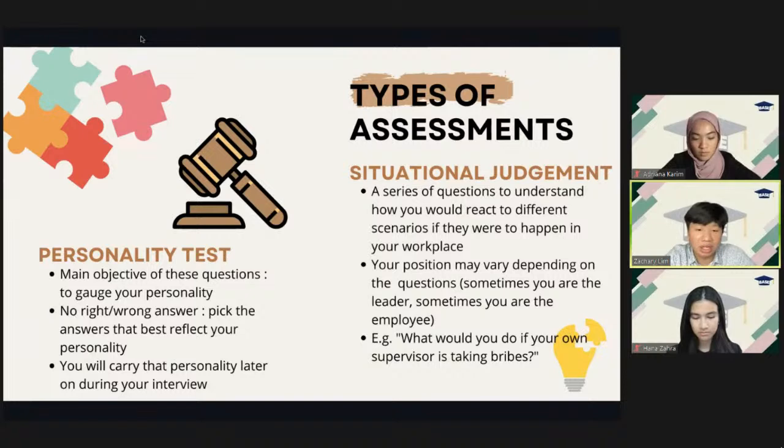Again, your position may vary depending on the questions. Sometimes you are the leader, like the supervisor, or you could be the employee. I still remember doing one question about this situational judgment. I just don't remember which scholarship body it was for, but I think it was something about insider trading. Basically, the question said something about your friend leaving the company and then selling the old company's secrets to the new company he's working at.